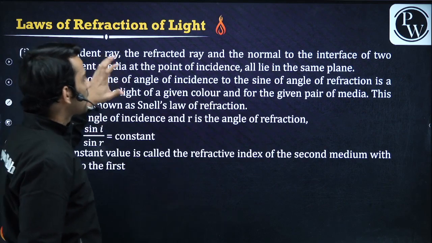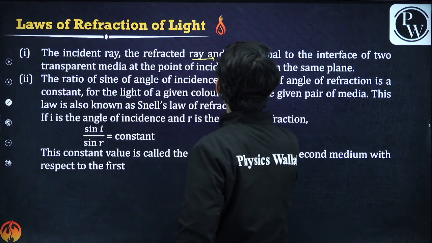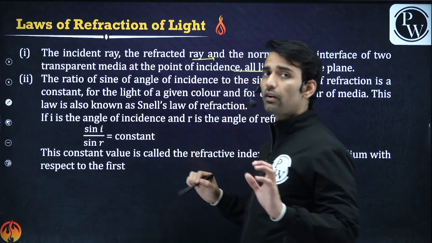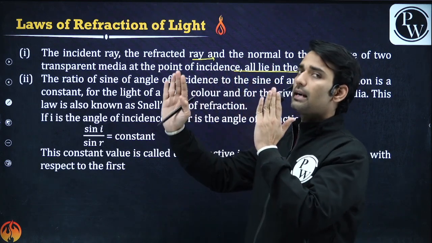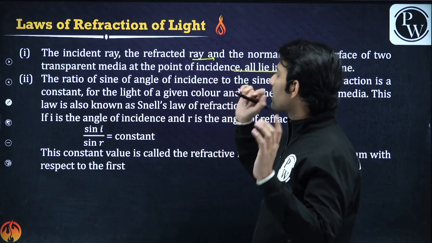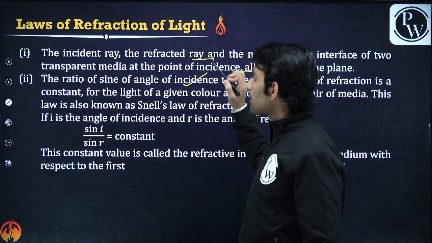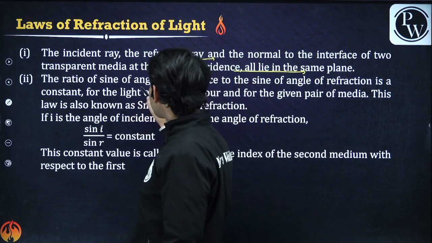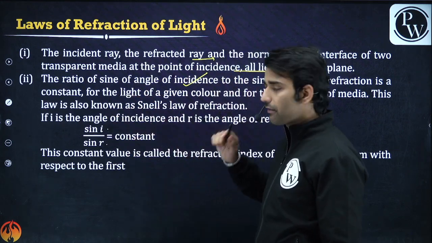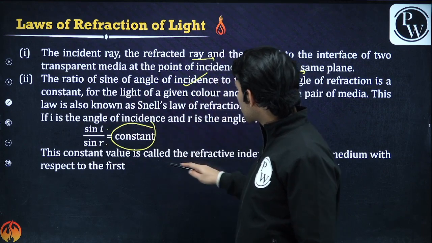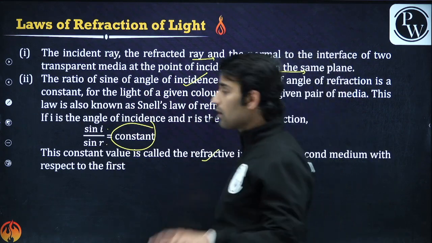Laws of refraction, same. The normal ray, the incident ray and the refracted ray all lie in the same plane in case of refraction. I'm looking through the incident ray, I cannot see the normal and the refracted ray. Next is the ratio of sine of angle of incidence to the sine of angle of refraction is constant. Sine i by sine r is constant in case of refraction. And this constant is the refractive index of the second medium with respect to the first medium.